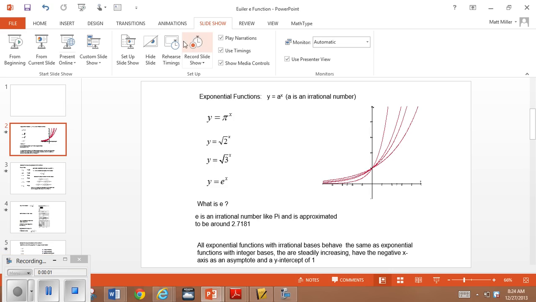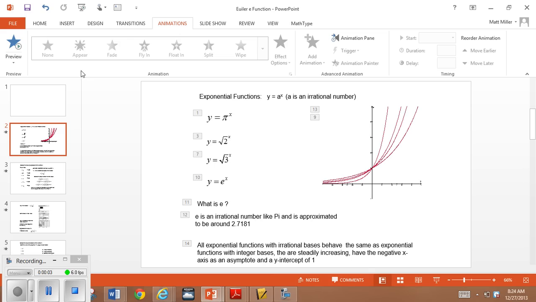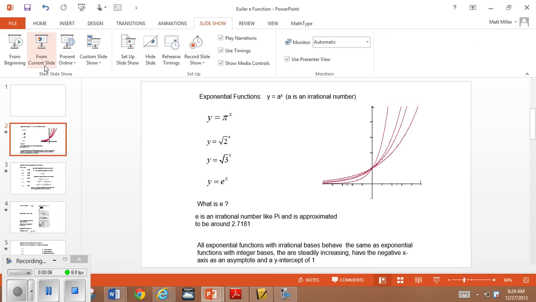Okay, now in this video, we're going to look at the number e. That's right, the number e. Okay, so we've been talking about exponential functions of the order y equals a to the x, and we did state that the value of a can be any positive value, rational or irrational.